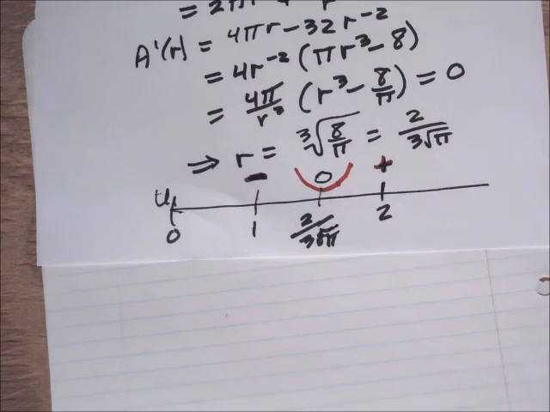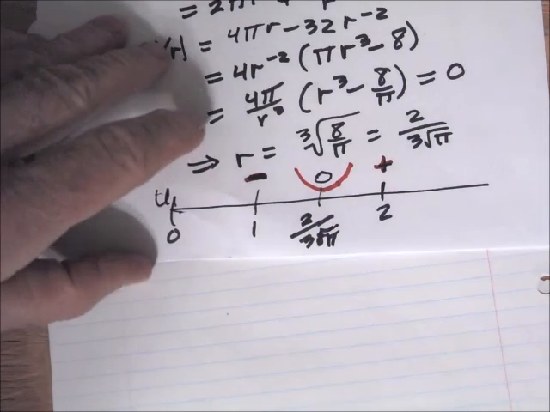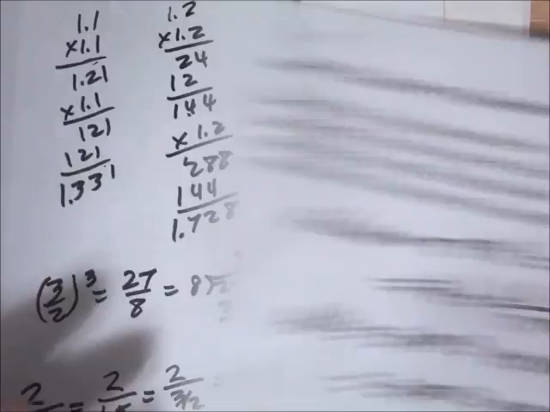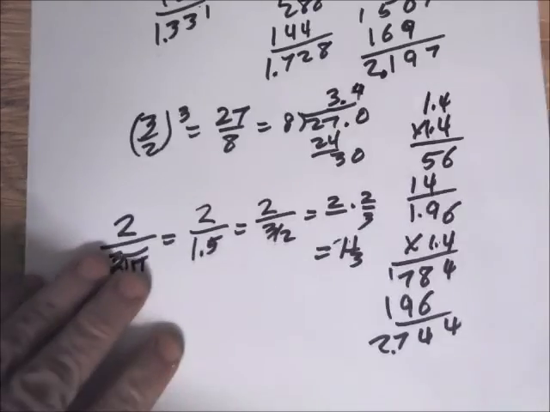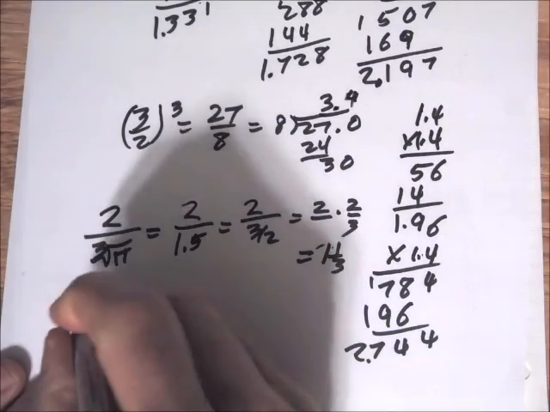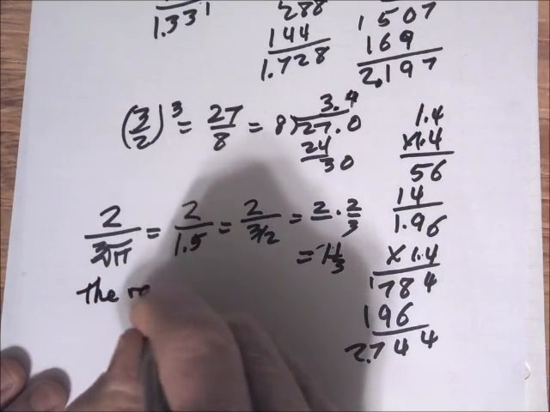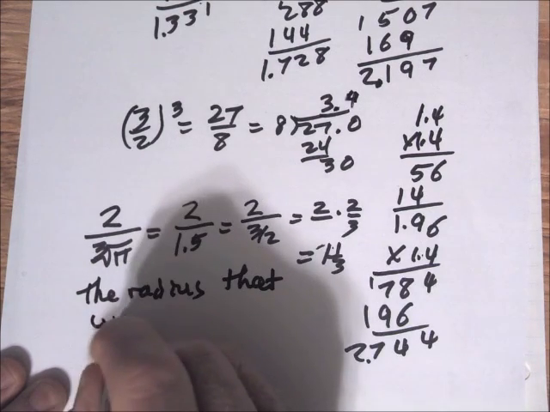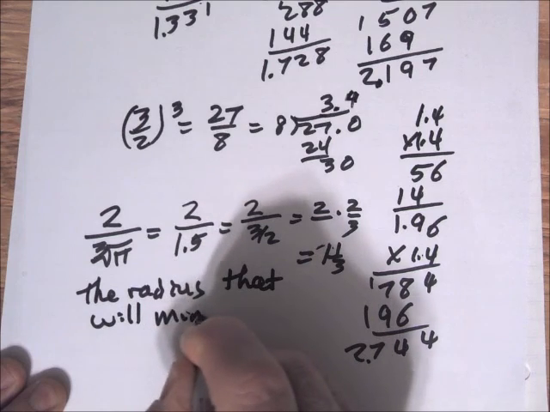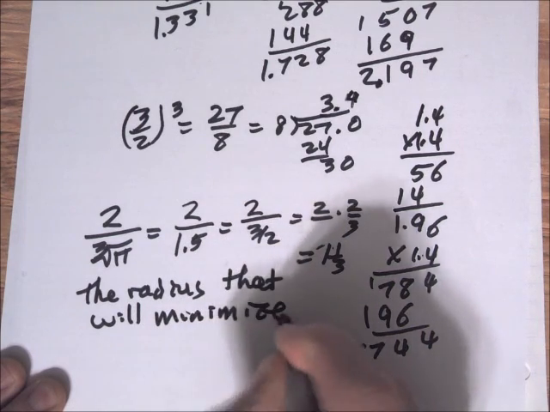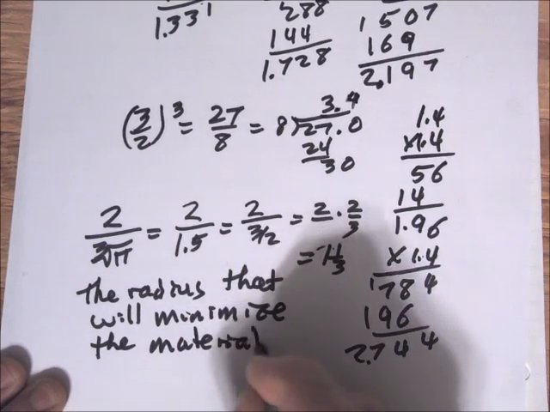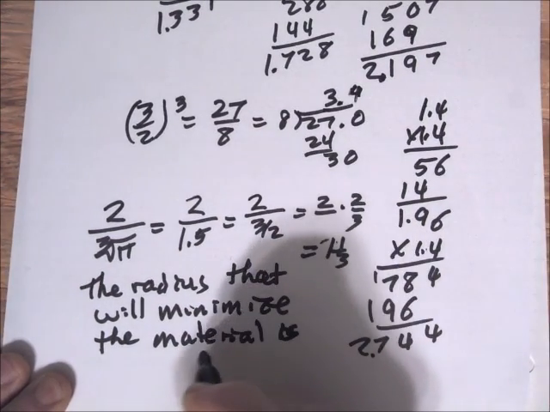So the solution is going to be r is equal to 2 over cube root of pi. The radius that will minimize the amount of material is 2 over cube root of pi.